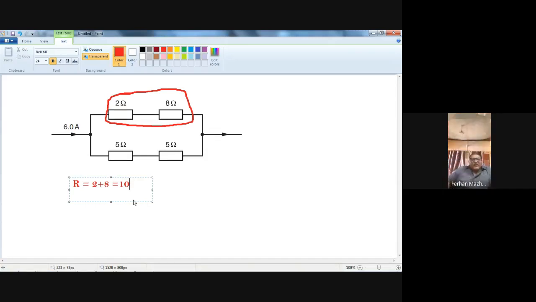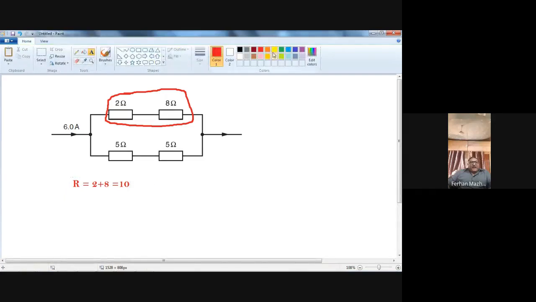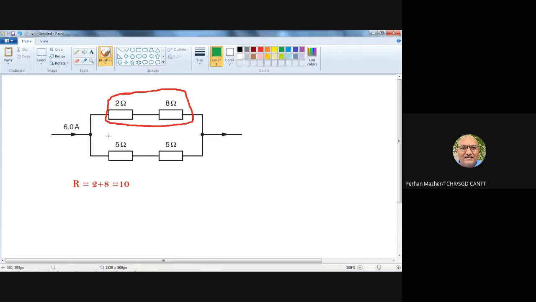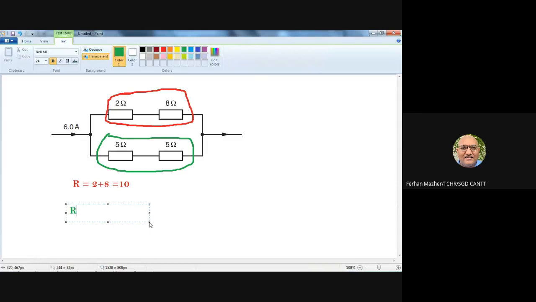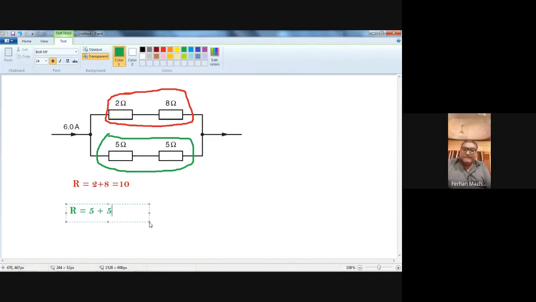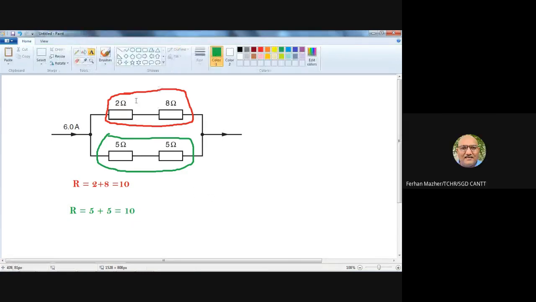Okay, and then I will find out the resistance here. So the upper branch's total resistance is 10. So the lower branch, let's see what its resistance is. The 5 and 5 are connected in series with each other, so I will simply add them up. That will also be 10. So the upper branch total resistance is 10. The lower branch total resistance is 10.